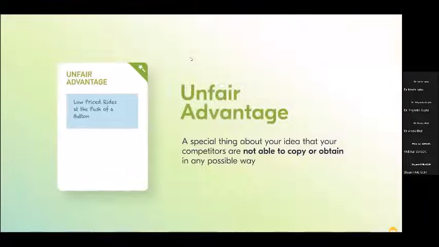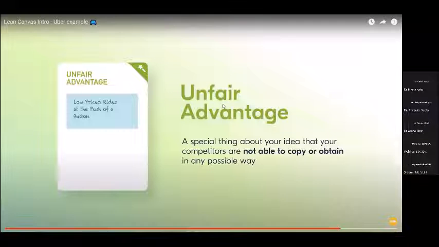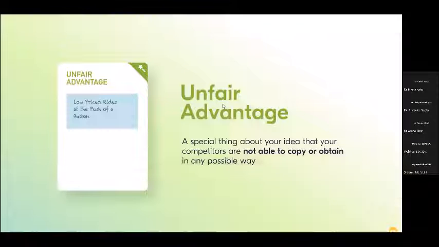The last step in the lean canvas is your unfair advantage. This term denotes a special thing about your idea that your competitors are not able to copy or obtain in any possible way. Unfair advantage may include a good reputation, exclusive access to some data, personal authority, community, or any other unique advantage. It's not necessary to seek out your competitive advantage right now.